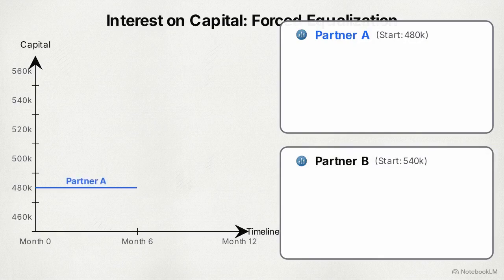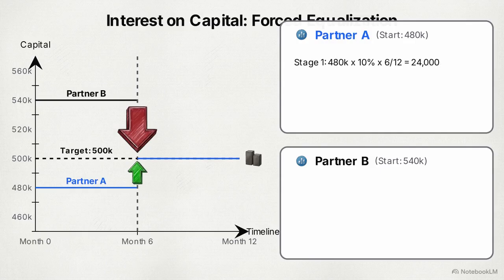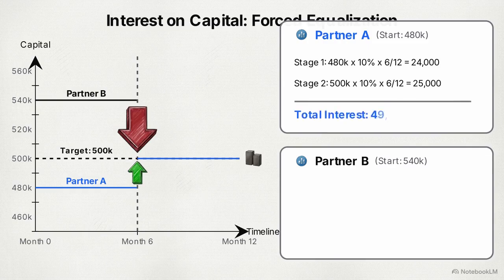Partner A starts the year with $480,000, while Partner B starts with $540,000. Exactly 6 months in, the partners decide to equalize. They mandate that they must each have exactly $500,000 in capital for the remainder of the year. To hit the target line, Partner A must inject an additional $20,000, while Partner B must withdraw $40,000. Partner A's interest is the sum of two 6-month blocks. The first block at $480,000 earns $24,000, and the second block at the new $500,000 balance earns $25,000, totaling $49,000.